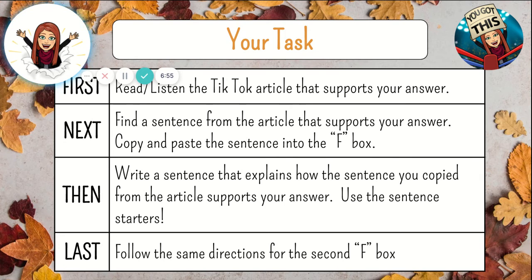And you're going to copy and paste that into one F box. Make sure you put quotation marks around it to indicate that this isn't a sentence you wrote, that you've copied it from another article, from another resource. Then you'll write a sentence that explains how the sentence you copied from the article supports your answer. Make sure you use those sentence starters to help you. And then last, you'll follow the same set of directions, but for the second F box and E boxes, this time with a new piece of evidence and a new explanation.